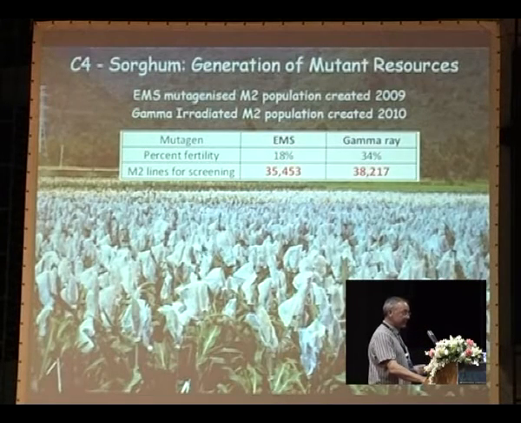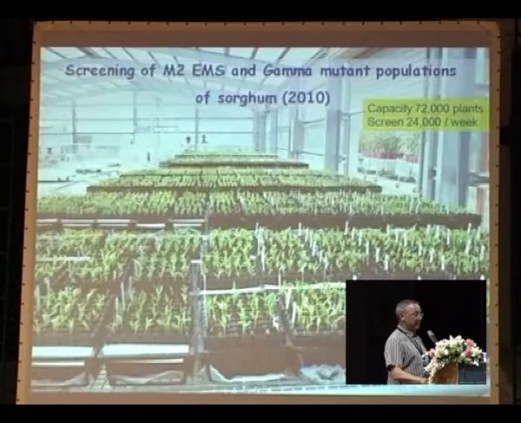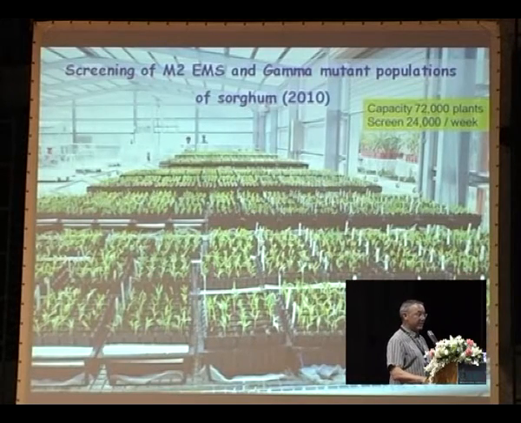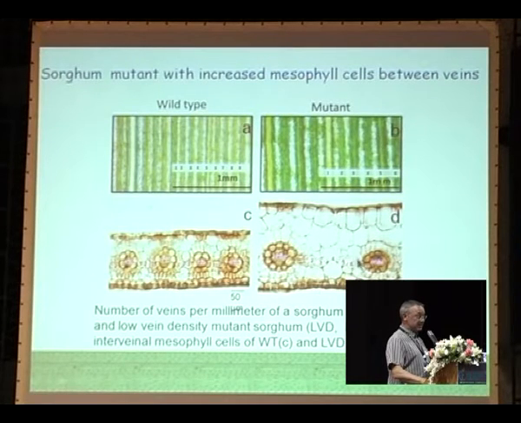We've been screening sorghum. We've stopped doing that now. It's such a big and slow plant. We don't like it anymore, and we've switched to Setaria. But we have screened those. We do that in high throughput screens. We grow about 70,000 plants a week, and we can screen about 24,000 of those. And we're getting vein density mutants in those.